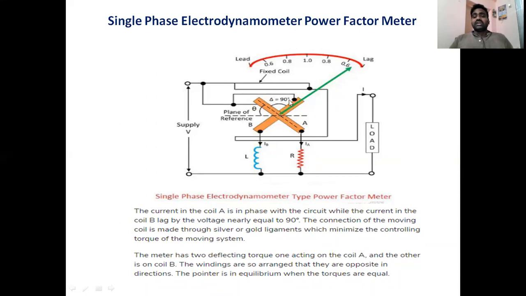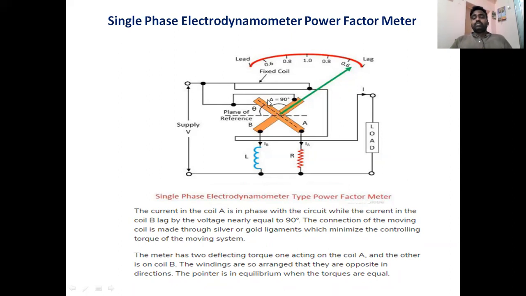Plane B will create a deflection torque with respect to the flux created by the fixed coil. What will happen? The fixed coil creates a flux. In the presence of the flux created by the fixed coil, plane A creates a deflection torque, and plane B creates a deflection torque. Both will be arranged in an opposite direction.